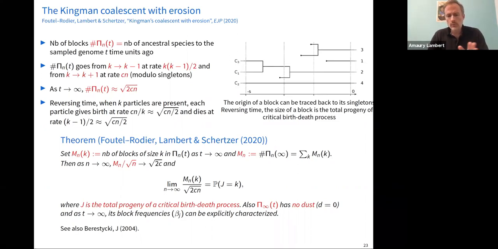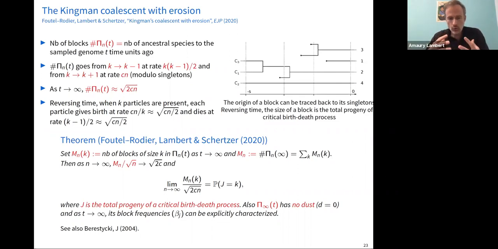And also what we've done, which is actually the major part of the paper, but I don't have time to enter the details, we can explicitly characterize the block frequencies of the projective limit of pi n of t as t goes to infinity. Actually, Julien Berestiki had a paper where one of the consequences of his results was that this projective limit has infinitely many blocks and no dust.